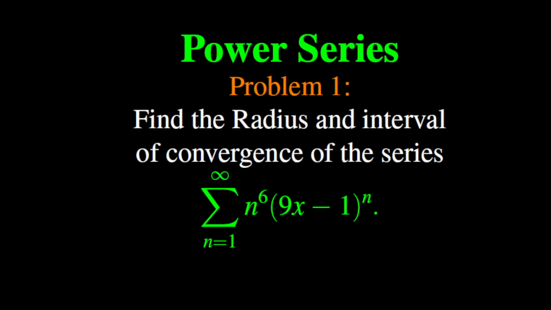In this problem, we will study the convergence of the power series with terms n to the power 6 times (9x minus 1) to the power n. We will precisely determine the radius and the interval of convergence of the series.